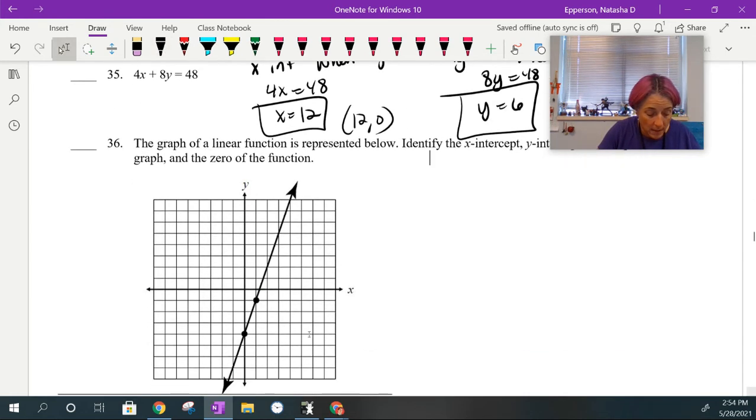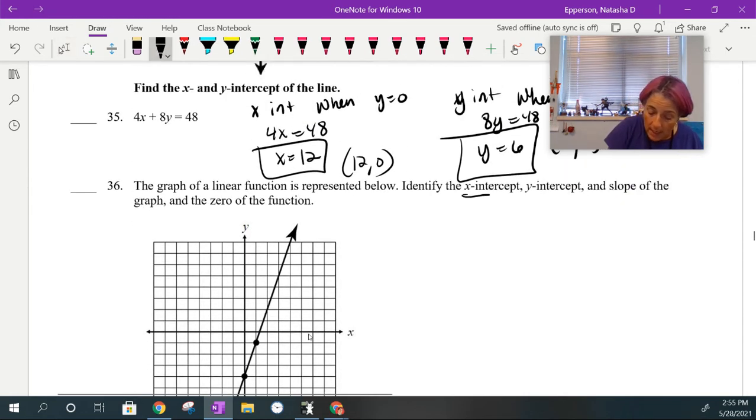Number 36, what is the x-intercept? The x-intercept is when it crosses the x-axis, so that'd be that point there. I'm going to have to do some extra work to find my x-intercept. Reminder, that is when y is equal to 0, so we're going to handle that in just a second.